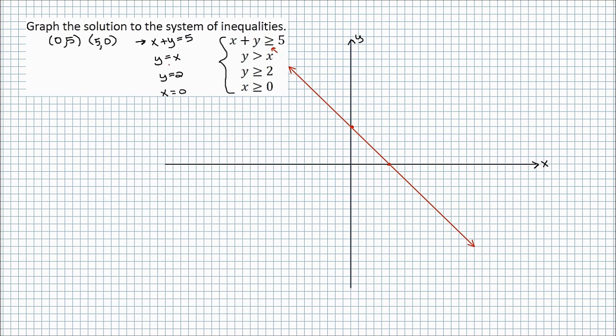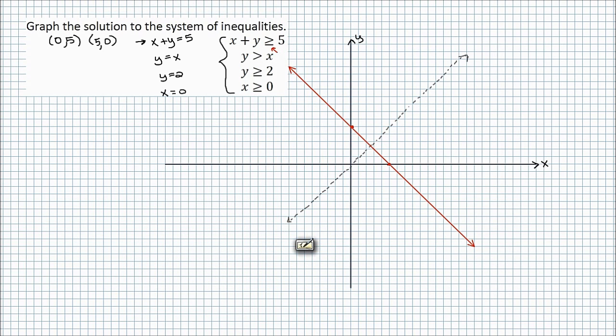Now I'm going to graph the line y equals x. That, you should already know, is just a diagonal line that goes through 0, 0, and 1, 1, and 2, 2, and so on and so forth. When I graph this, I have to graph it freehand, because I don't have a dashed feature on my graph pad here. Because it's y is strictly greater than x, it's going to be a dashed line. So I'll just dash this out.